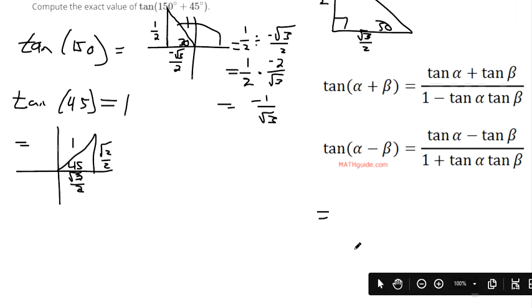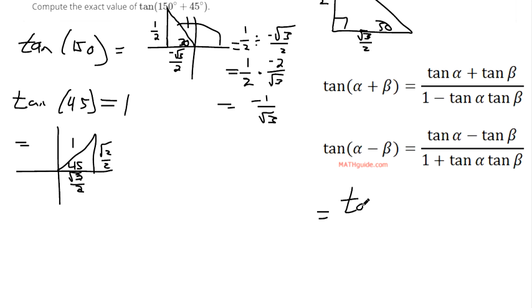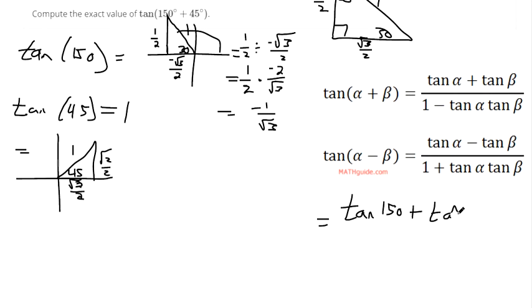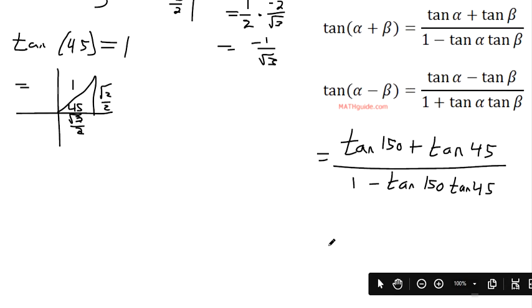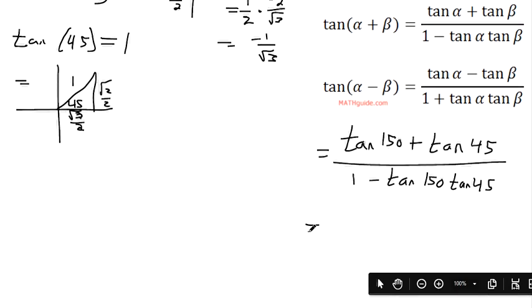It's going to be 150, we said, was our alpha, and tangent, I'll just write it out the long way first. Tangent of 150 plus tangent of 45 over 1 minus tangent of 150 times tangent of 45. Okay, and we know tangent of 150, we said that's negative 1 over the square root of 3, which we'll have to clean up later.